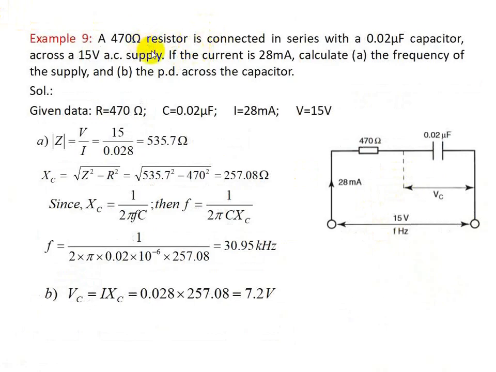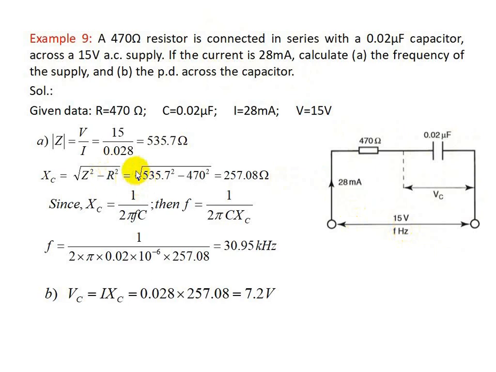Next problem. A 470 ohms resistor is connected in series with a 0.02 microfarad capacitor across a 15 volts AC supply. If the current is 28 milliampere, calculate the frequency of the supply and potential difference across the capacitor. So this is a circuit. Sometimes if the circuit is not given, we have to draw the circuit. So the resistance and capacitance value is given. Voltage across the capacitance is VC, we have to find out. And the current in the circuit is 28 milliampere, supply voltage is 15 volts, you have to find out frequency.